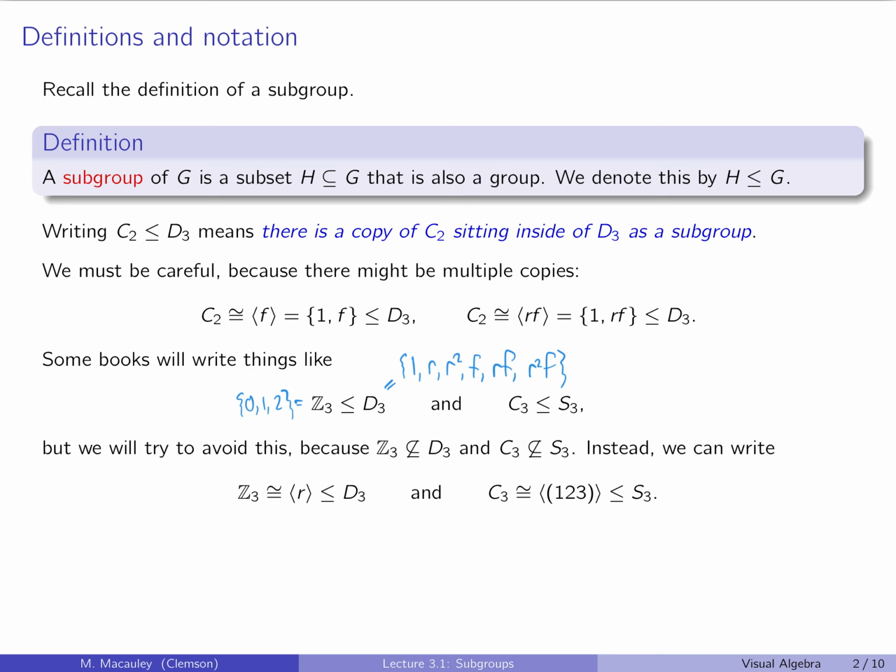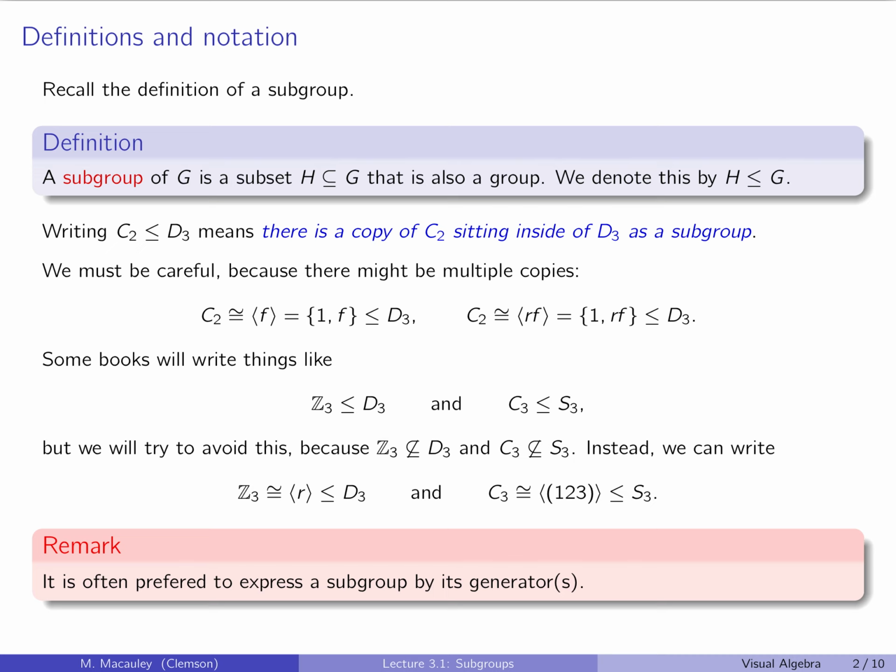So instead, we can write things like Z3 is isomorphic to the subgroup of D3 generated by R, and C3 is isomorphic to the subgroup of S3 generated by the permutation (1 2 3). One of the takeaways from this slide is that it is often, but not always, preferred to express a subgroup by its generators. So write things like the subgroup generated by R instead of Z3, and the subgroup generated by (1 2 3) instead of C3.